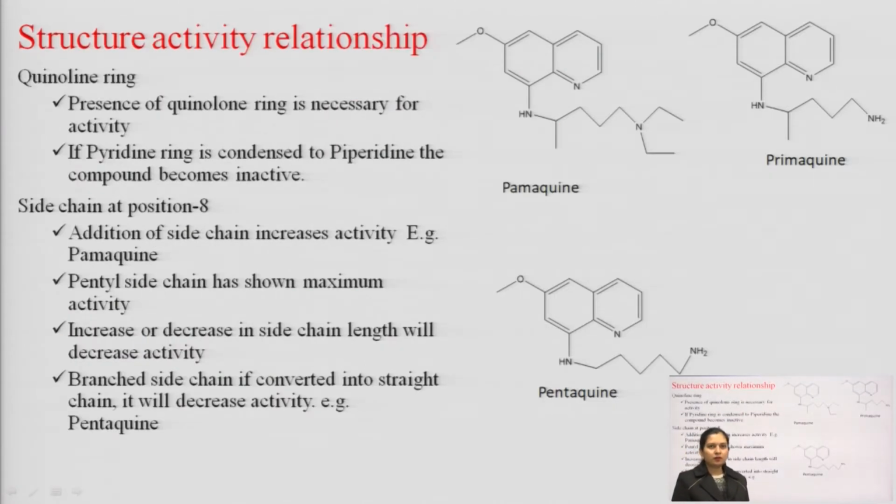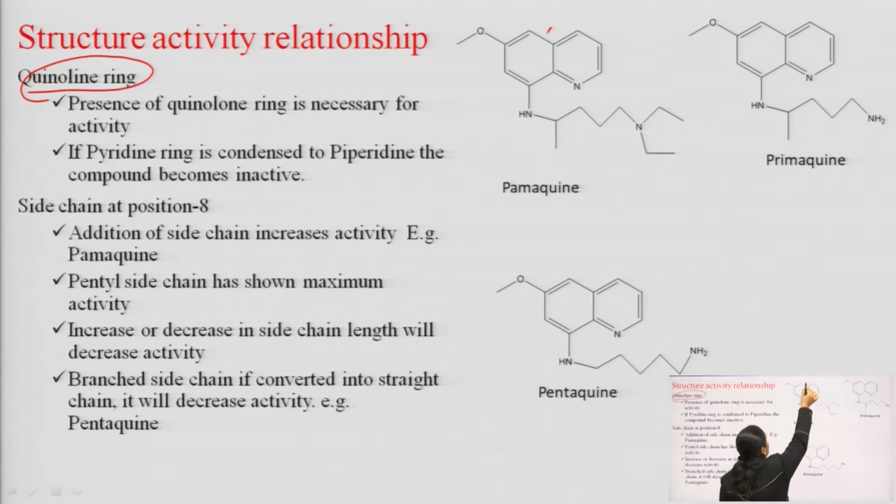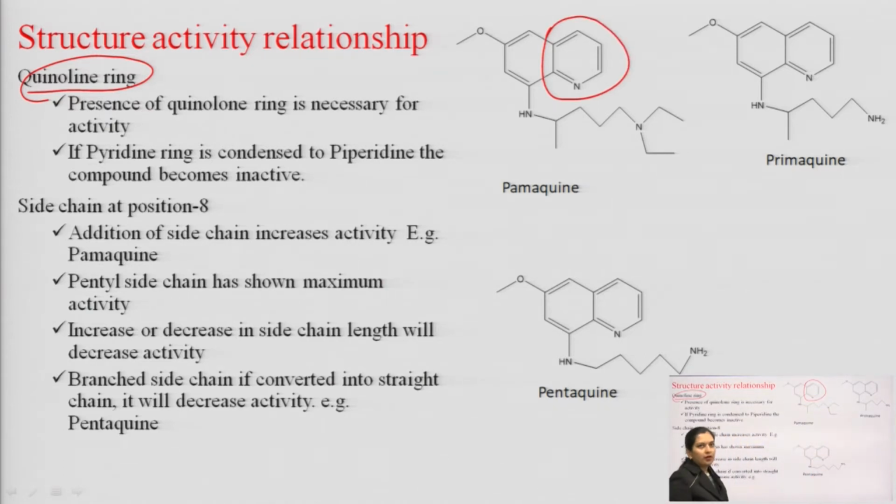If we talk about the structure activity relationship, we will see the importance of the quinoline ring present in the 8 aminoquinolines. Presence of the quinoline ring is essential for the anti-malarial activity. If this pyridine ring gets converted into the piperidine ring, we see that there is no anti-malarial activity. Next, we will see the importance of the side chain at position 8.